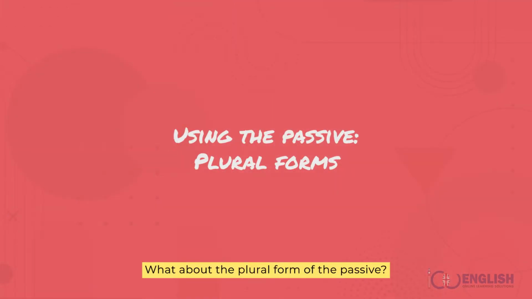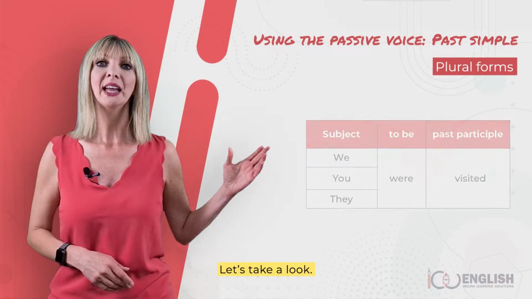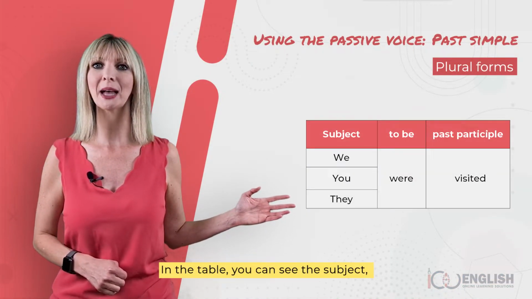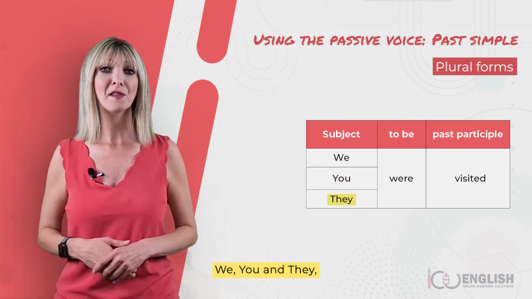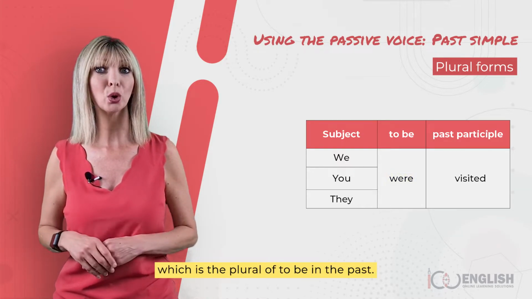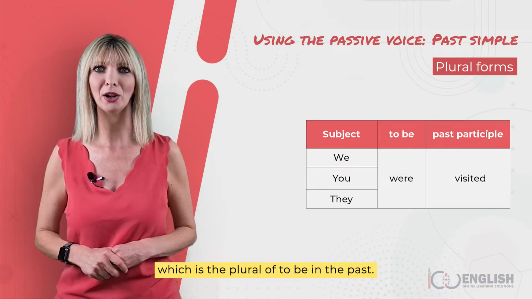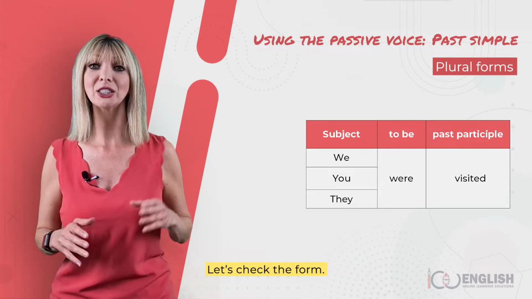What about the plural form of the passive? Let's take a look. In the table, you can see the subject, we, you, and they, followed by the helping verb were, which is the plural of to be in the past. After the helping verb is the past participle. Let's check the form.